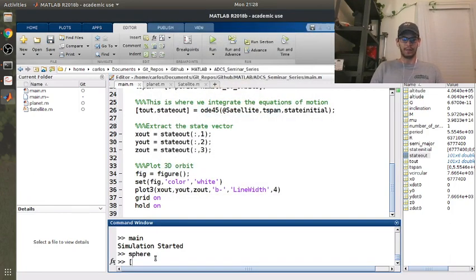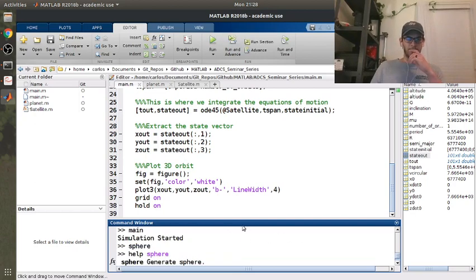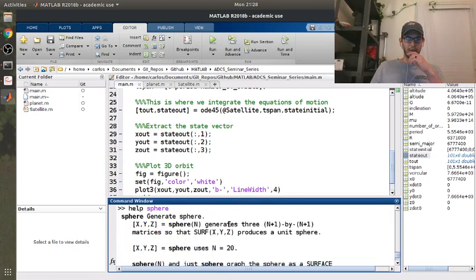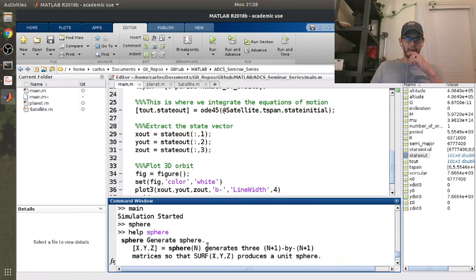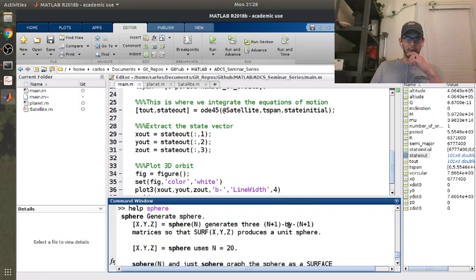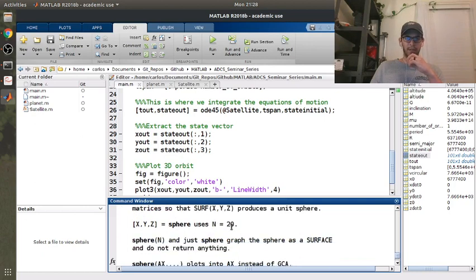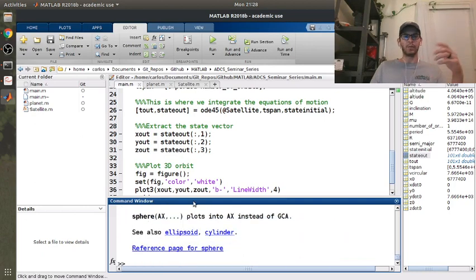But I think it's x, y, z equals sphere. Here, let me just type in help sphere. So sphere generates a sphere. N gives you the 3 n by 1, so you can tell the number of data points you want. If you just do sphere, it's 20. Okay, and then we can scale it up.